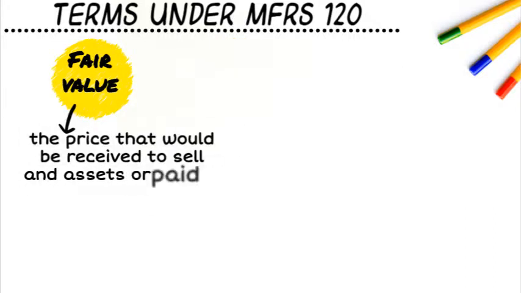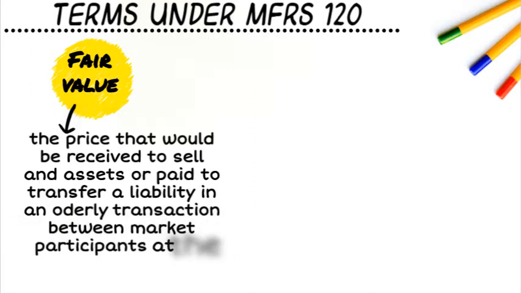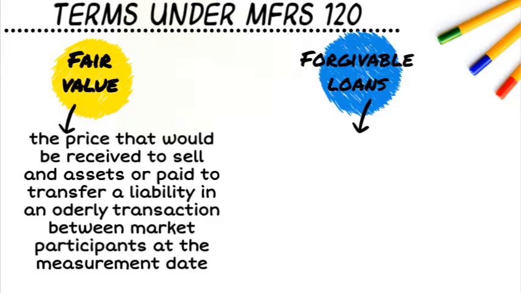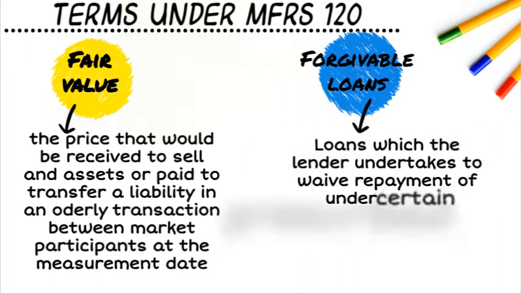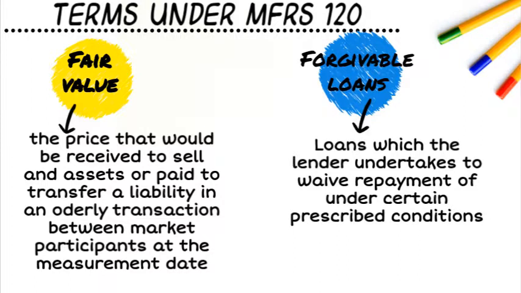Fair value is the price that would be received to sell an asset or paid to transfer a liability in an orderly transaction between market participants at the measurement date. Next, forgivable loans are loans which the lender undertakes to waive repayment of under certain prescribed conditions.